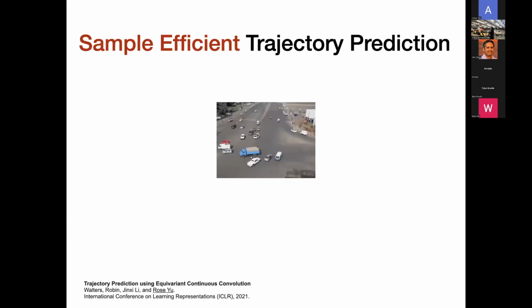So far we talked about the physical system in terms of symmetry and dimensional equilibrium. But another area of interest is transportation. When we look at transportation like this, I think this is probably India.